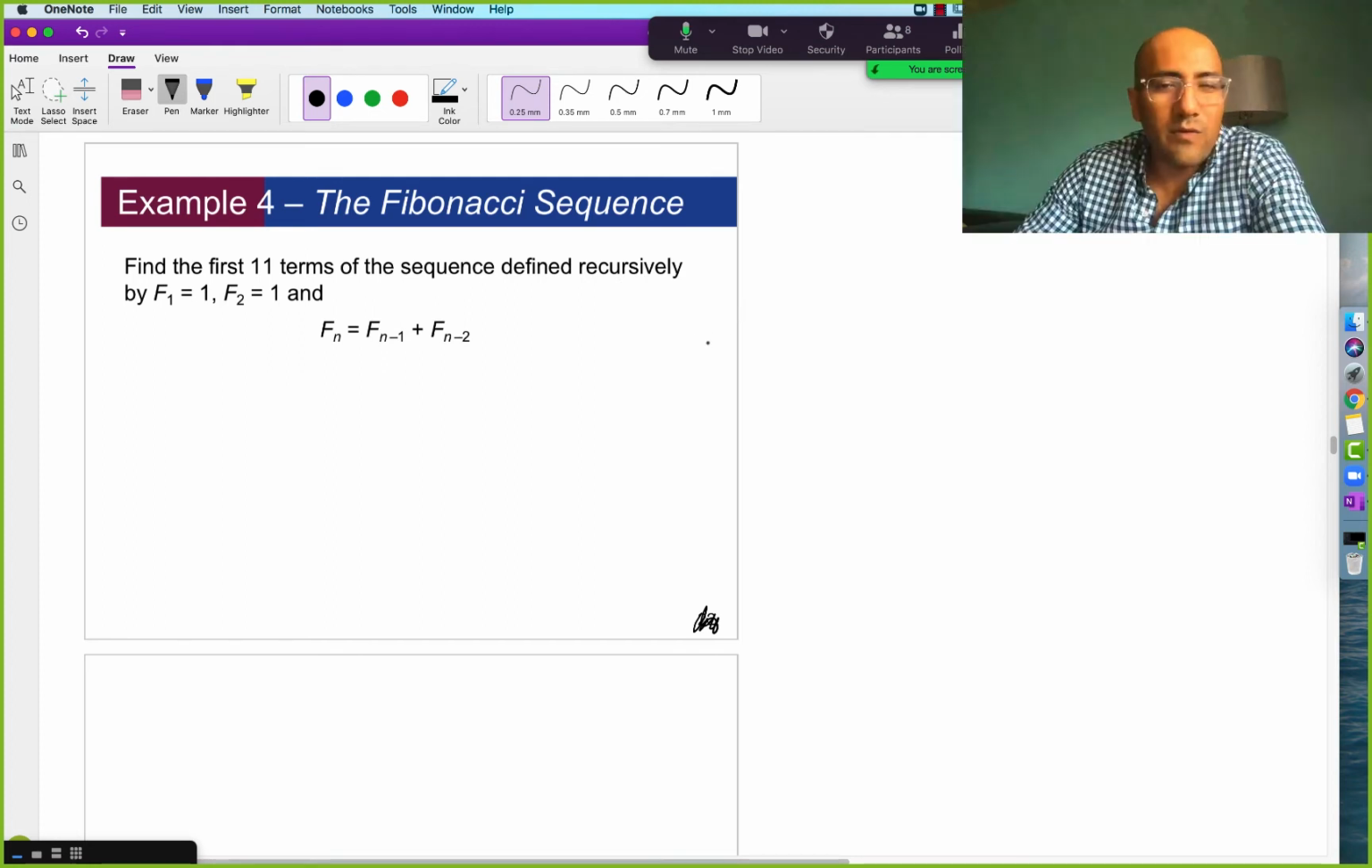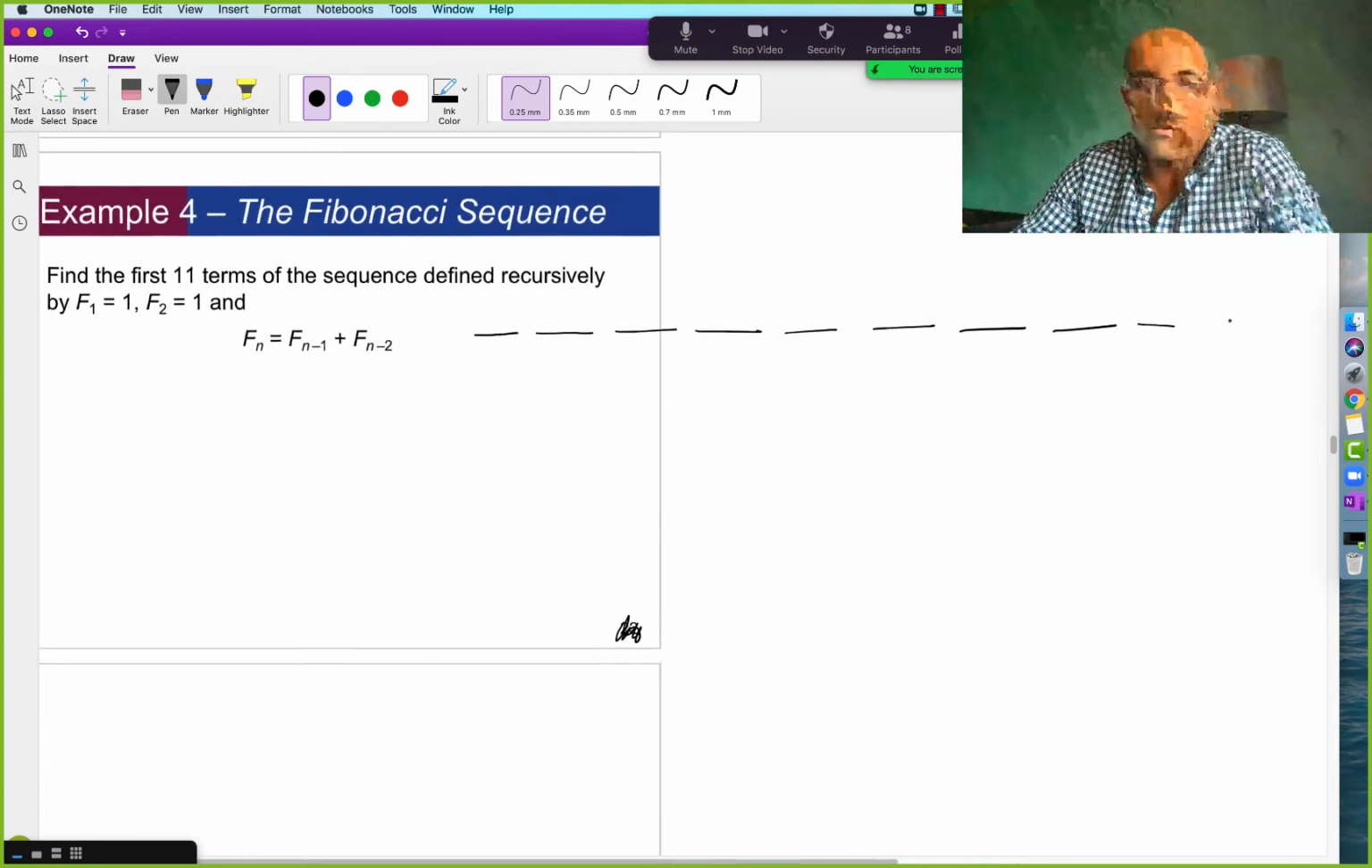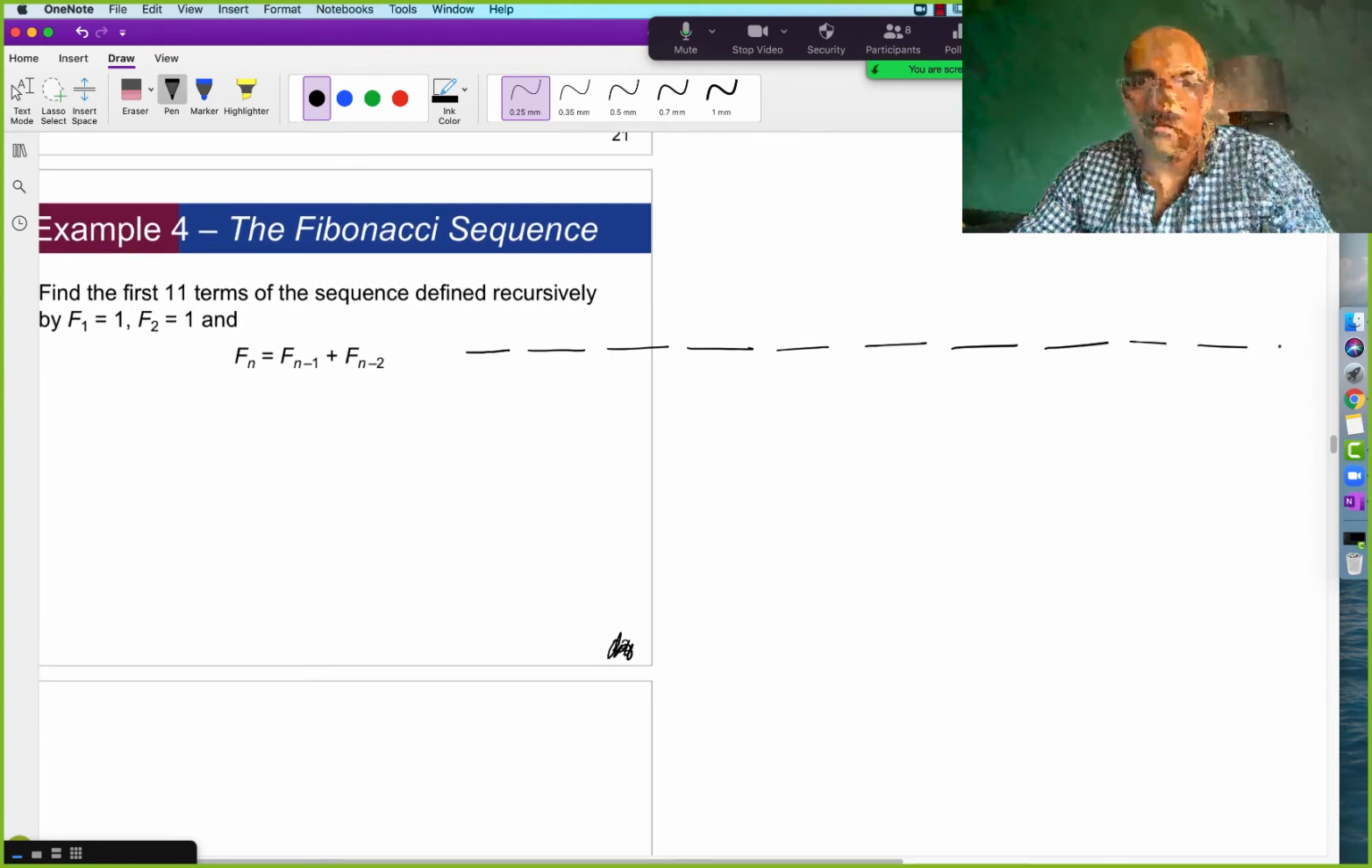And you want the first 11? That's a long list. All right, so the first 11, I'm going to need 1, 2, 3, 4, 5, 6, 7, 8, 9, 10, and 11. Okay, so that's a lot of numbers.